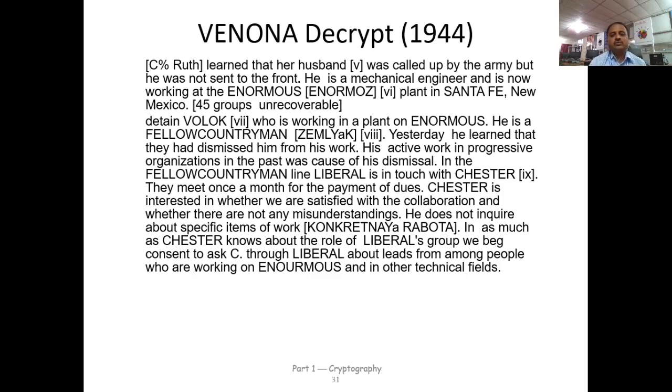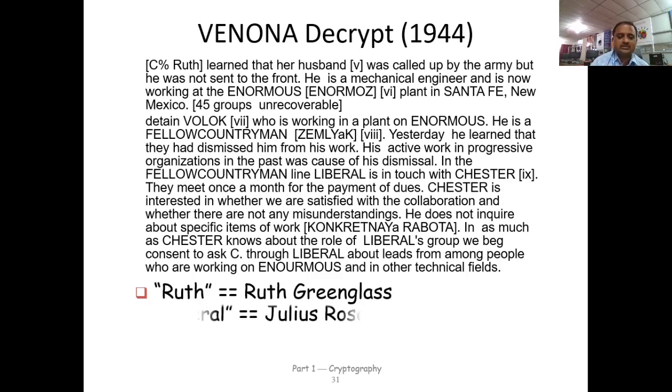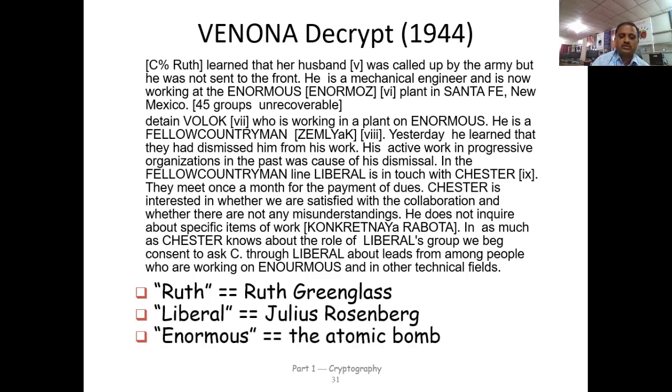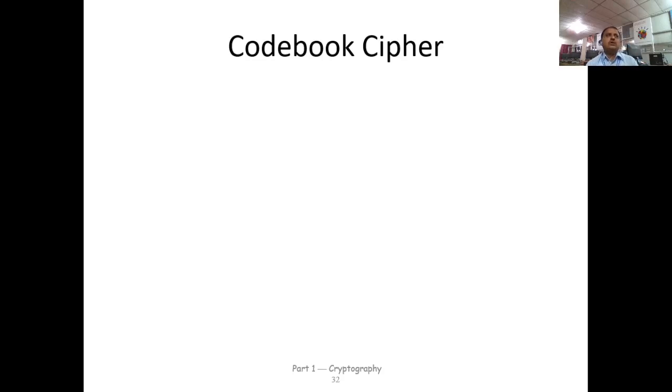This is what Venona decrypted in 1944. This is the message here, and this particular information needed to be transferred. Some of the messages here, such as Ruth, Green Glass, are one-time pad decrypts. Liberal, there the name is Julius Rosenberg. Then enormous, the atomic bomb. Like that, the messages were encrypted. So this is how the one-time pad was used for the project Venona, a real-world example that happened in the 30s, 40s, and 50s.